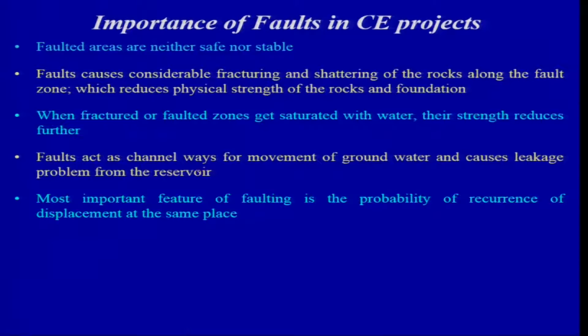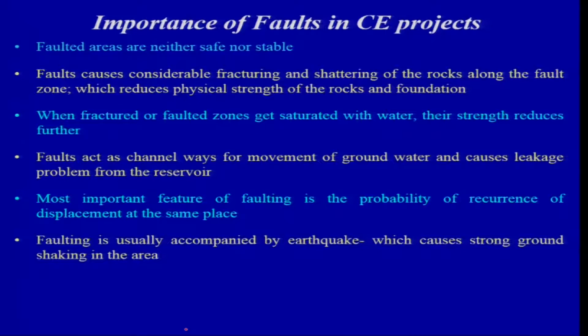So, this we were talking about in terms of the folded areas where we are having fractures and all that, or maybe we are having the bedding planes which are inclined. And the most important feature of the fault is the probability of the recurrence of the displacement on the same place. We were talking about the recurrence interval. So, a similar magnitude earthquake may recur on the same fault. That means they have the potential of displacing the surface in the near future and triggering a large magnitude earthquake. Faulting is usually accompanied by earthquakes which cause strong ground motion.